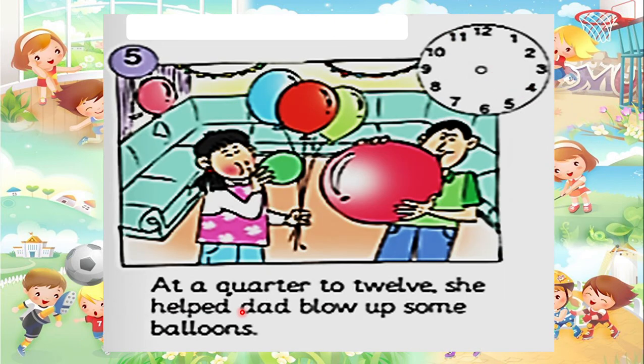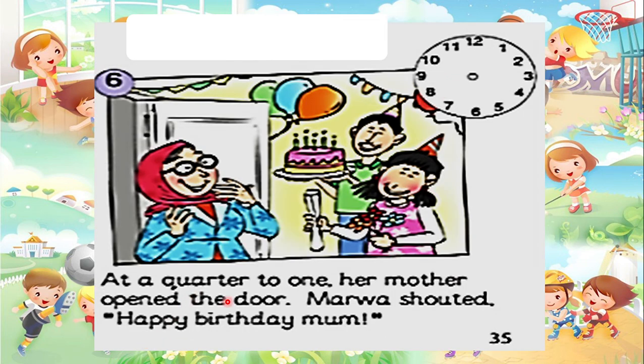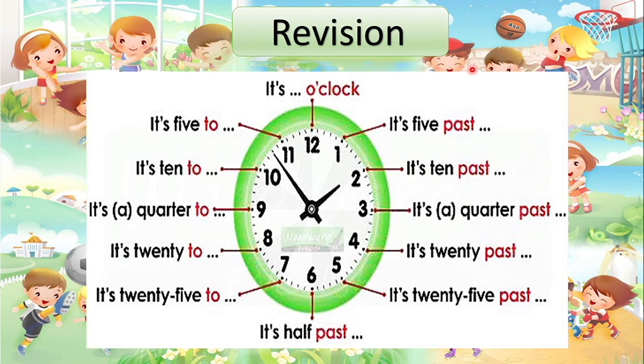At quarter to 12. Quarter to 12 is on the left part. Very good. So this is quarter to 12. Very nice, students. At quarter to 1, now we have quarter to on the left part of the clock. Quarter to what? Quarter to 1. So the short hand points to 1. Very nice.